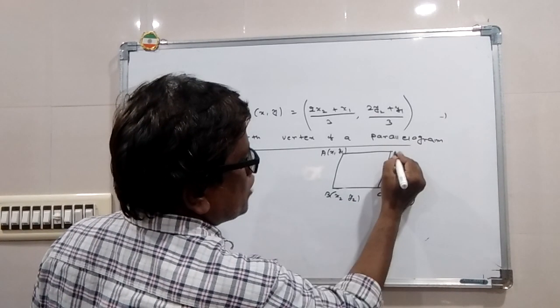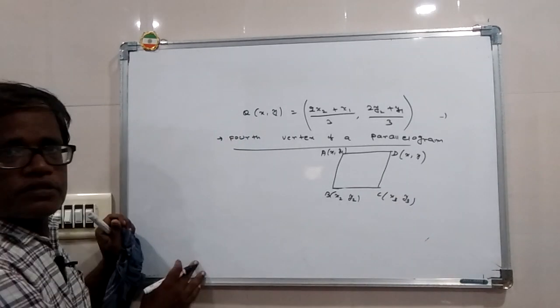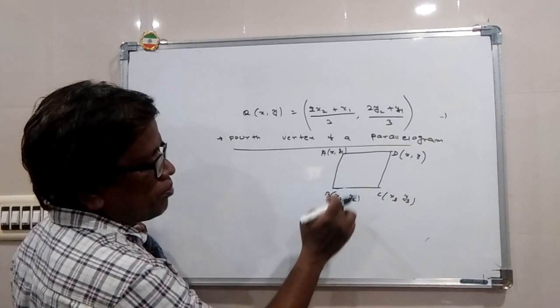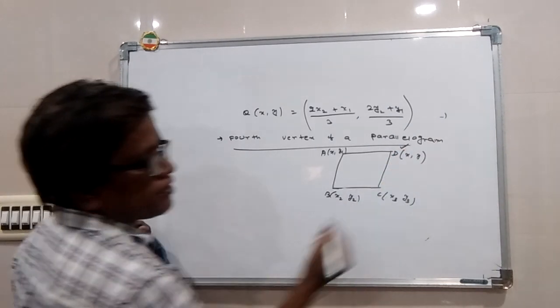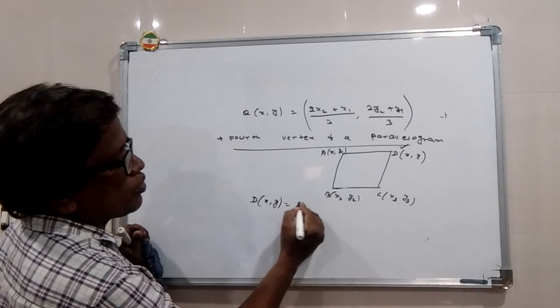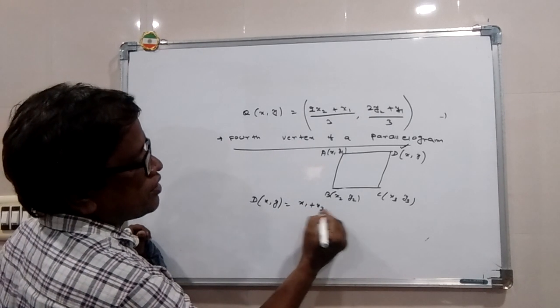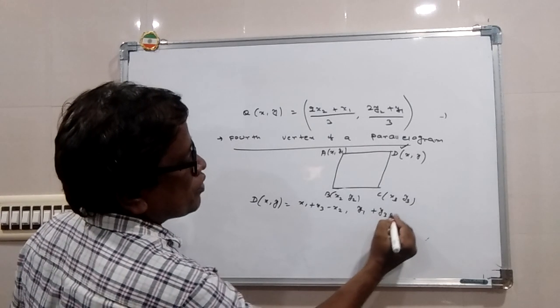To find D(x, y), the three vertices A(x1, y1), B(x2, y2), C(x3, y3) are given. To find the fourth vertex D, D(x, y) will be equal to (x1 + x3 - x2, y1 + y3 - y2).